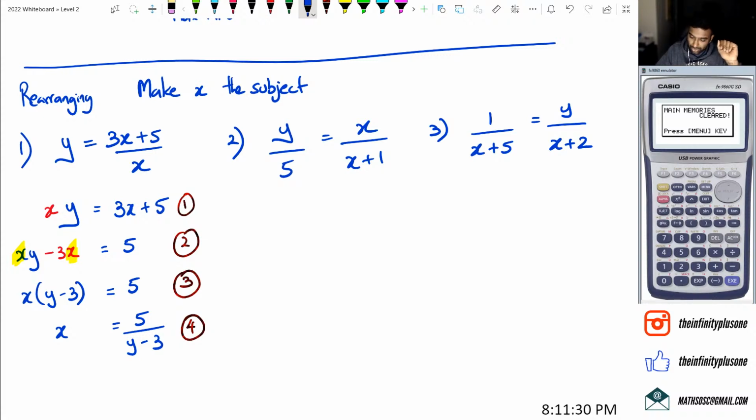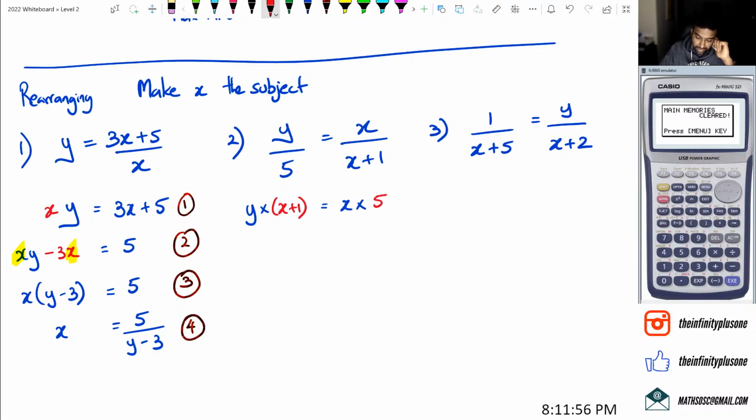All right, let's do number 2 here, guys. Number 2, we've actually got 5 in the denominator. Now we could leave that 5 there, but really I want to get rid of that 5 first, right? So we're going to cross multiply this, and when we cross multiply, we've got y multiplied by (x plus 1), and all of that is equal to x multiplied by 5.